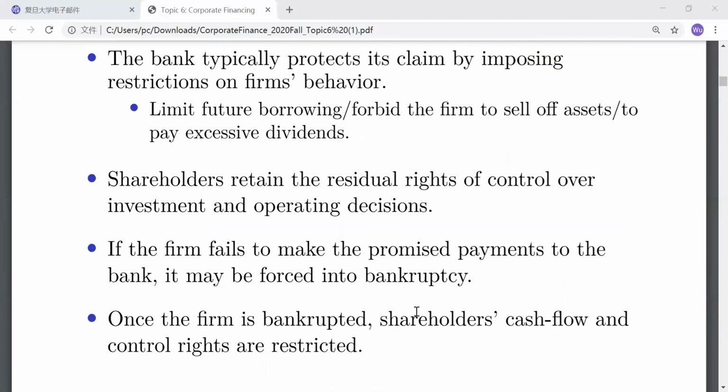So when a firm fails to make the promised payments to the bank, it might be forced into bankruptcy. And once the firm is bankrupt, shareholders' cash flow and control rights are restricted. Later, when we talk about the bankruptcy rules, when a firm is bankrupt, the creditors, the debt holders, have the first priority on the assets of the firm. You need to first pay the debt holders, the creditors, and then shareholders get the residual, meaning that shareholders have to wait until all the creditors are paid off.